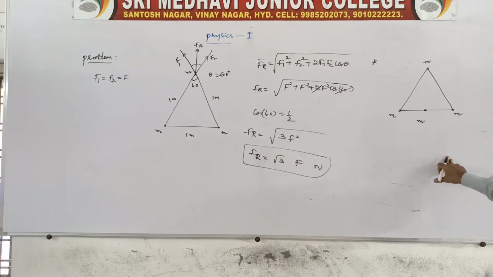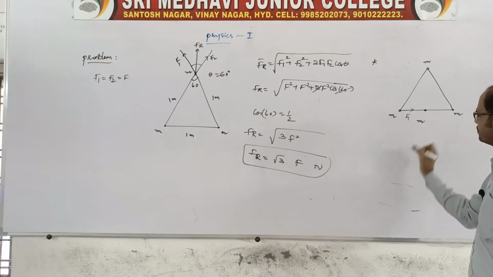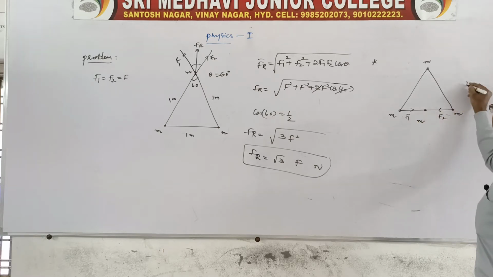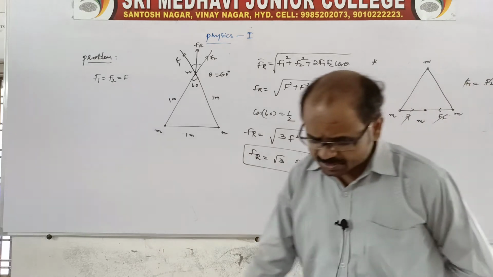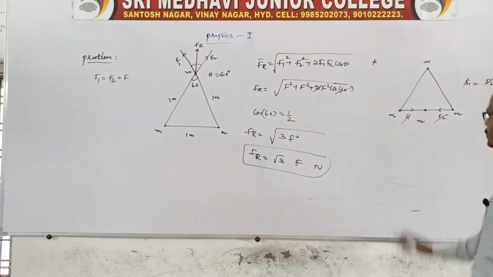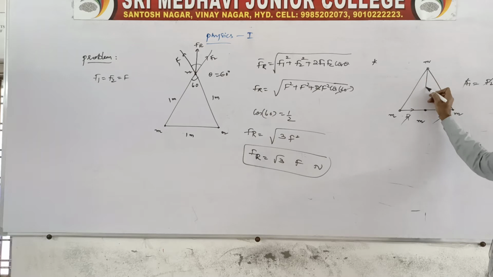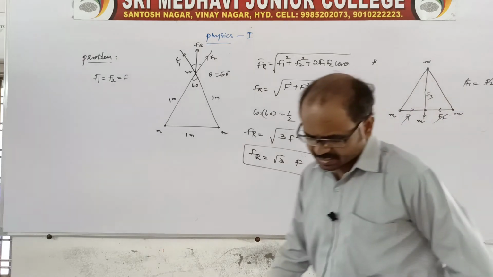You look into this. There will be a force acting between these two particles, you say F1, and there will be a force acting between these two particles, equal and opposite. They will be cancelled. Because equal and opposite forces cancel, you say these two forces are cancelled. What about from this vertex? Yes, there will be a force acting between these two, you say F3. This is F3.